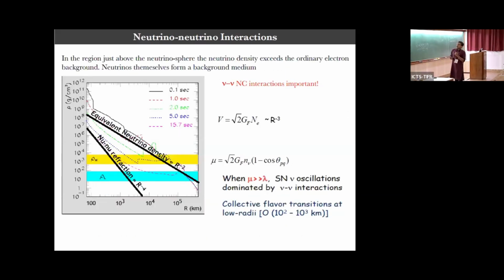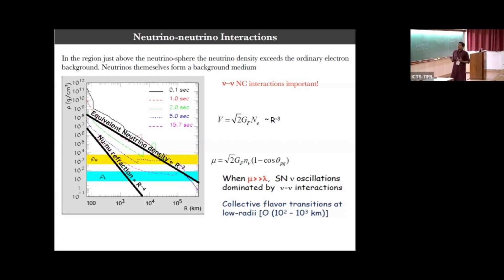And now, this is one example of what people could have done if this neutrino-neutrino interaction was not there, if collective oscillations were not there. So this is one way of understanding this collective oscillation. What is happening is your matter density is falling as 1 by r cube. However, this mu, which will come very often, which is basically root 2 G_F n_nu, that is the neutrino density, actually falls as 1 by r to the power 4.